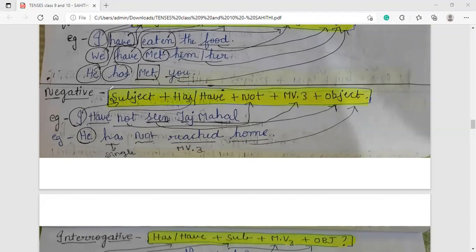नेगेटिव में सब्जेक्ट प्लस हैज और हैव प्लस नॉट प्लस MV3, दैट इज मेन फॉर्म ऑफ वर्ब, थर्ड फॉर्म ऑफ वर्ब प्लस ऑब्जेक्ट. तो इधर सब्जेक्ट, I have not seen Taj Mahal. I is the subject.